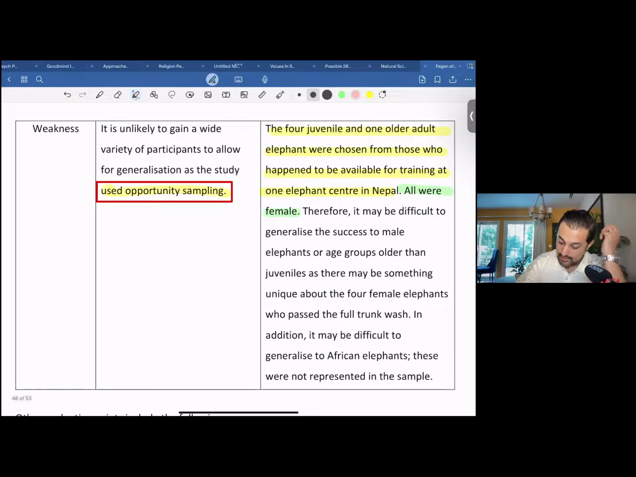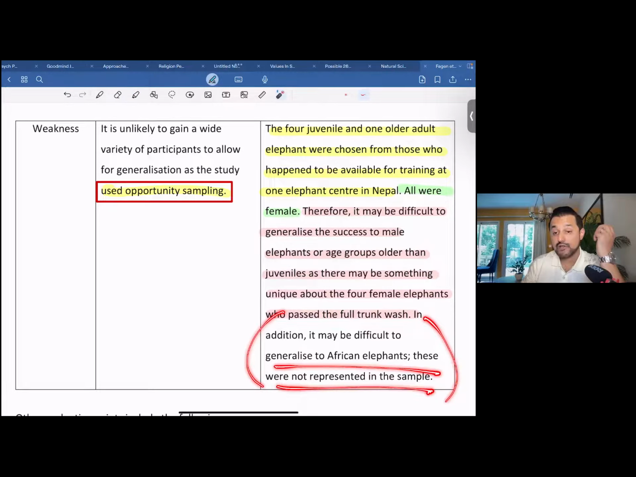Therefore, it may be difficult to generalize the success to male elephants or age groups older than juveniles, as there may be something unique about the 4 female elephants who passed the full trunk wash. In addition, it may be difficult to generalize to African elephants. These were not represented in the sample. All of these elephants were from Nepal.